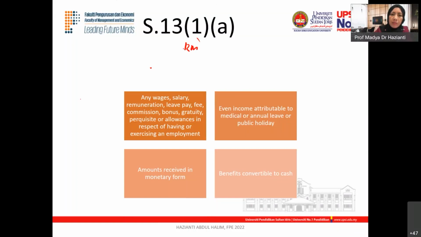Ini semua dalam RM. Any wages, salary, remuneration, leave pay, fee, commission, bonus, gratuity, perquisite or allowance in respect of having or exercising an employment. Even income attributable to medical or annual leave or public holiday. Amount received in monetary form and the benefit is convertible to cash. Ini semua will be considered under section 13.1A.